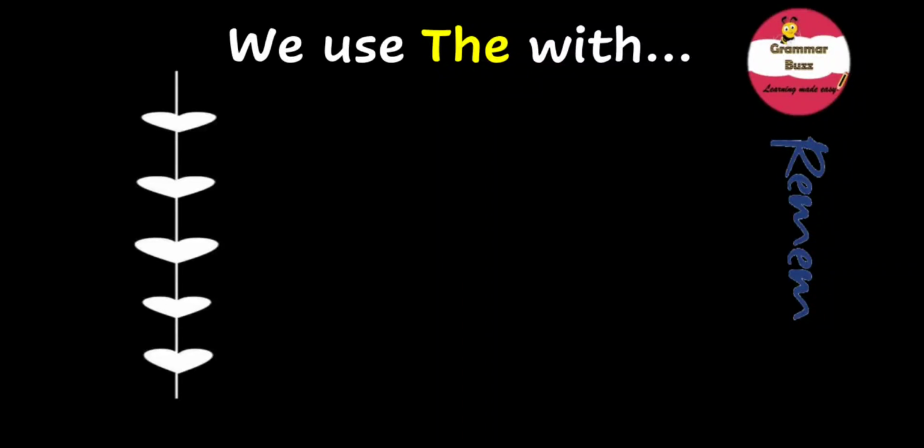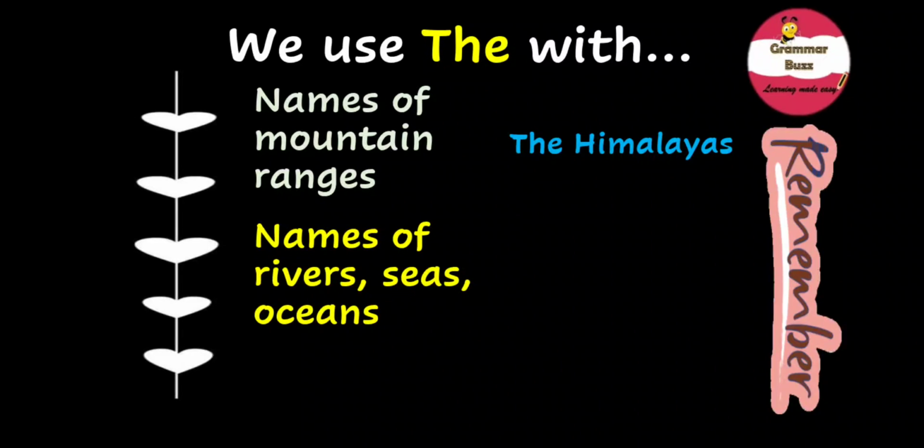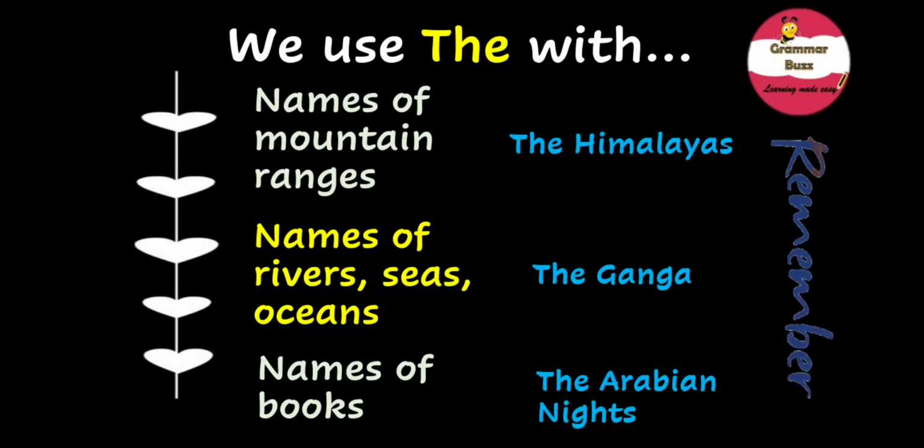Well, you have to remember again. Remember, the definite article the can be used with names of mountain ranges like the Himalayas. Remember, they are used with names of mountain ranges and not just a single mount. They are used with names of rivers, seas and oceans. So the is used with names of rivers, seas and oceans like the Ganga, the Brahmaputra maybe. The is used with names of books like the Arabian Nights, the Panchatantra, the Iliad.